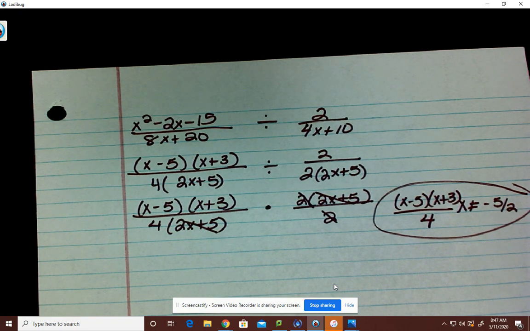Alright, so today we're going to practice some of this, and then Wednesday we'll review and do an assignment over all of that with rational expressions.